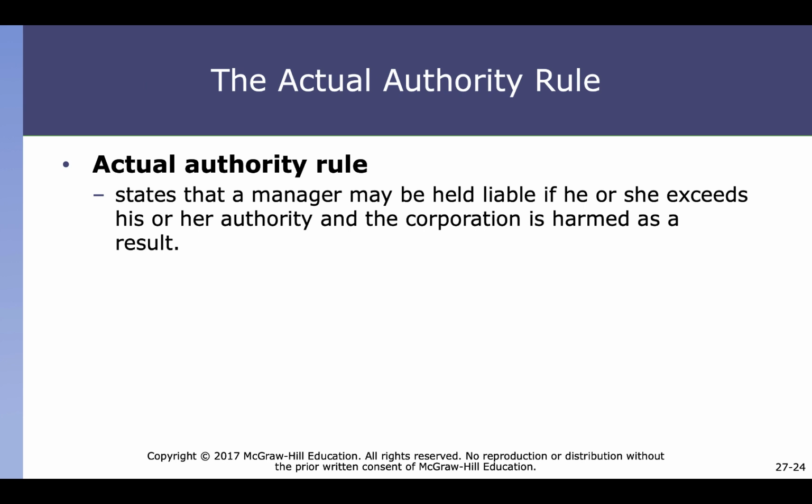The actual authority rule states that a manager may be held liable if he or she exceeds his or her authority and the corporation is harmed as a result. So this means that the business manager must act within the powers that have been granted to him or her by virtue of the position within the corporation. The duties of the directors and officers of the corporation are outlined in the appropriate state statutes, in the articles of incorporation, in the regulations issued by government bodies such as the SEC, in relevant case law, and in the bylaws of the company. And if they exceed that authority, they can be subject to lawsuit.